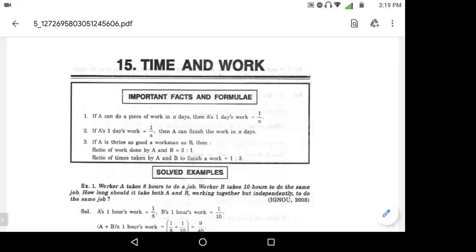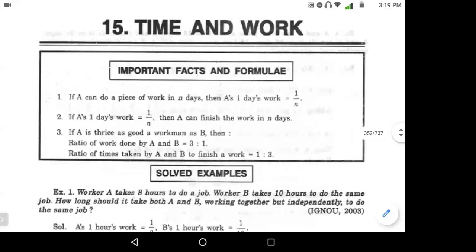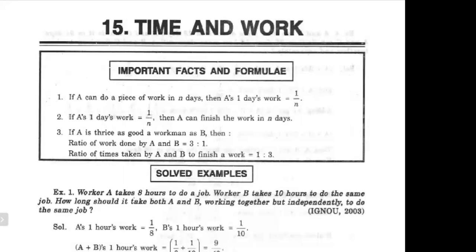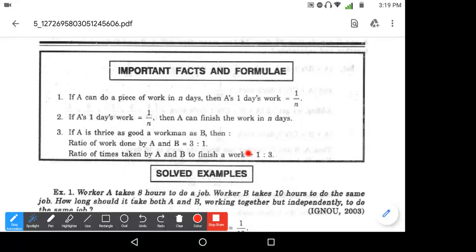Okay, so the next concept is time and work. So we are supposed to understand about time and work. Now, before starting, let's understand a few facts and formulas that will help us in understanding the complete concept. So, if A can do a piece of work in n days, then A's 1 day work is denoted as 1 by n.